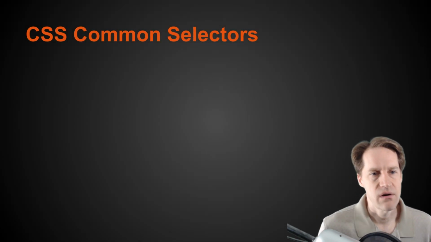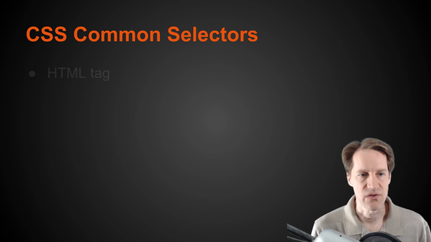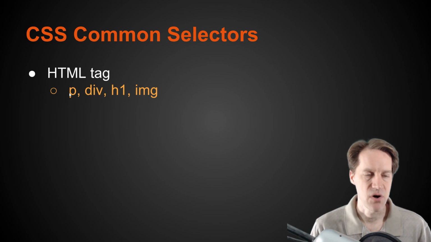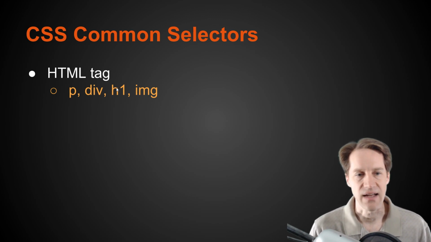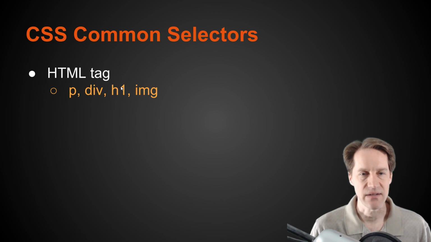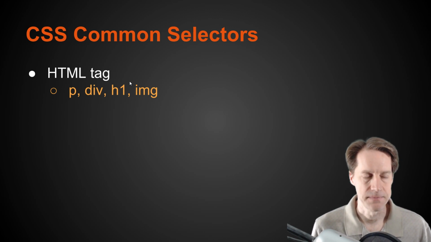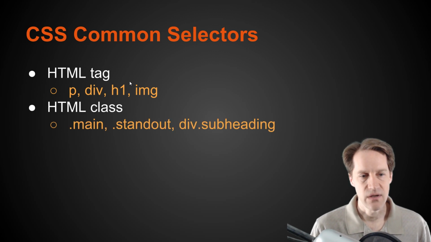Okay, so here are some common selectors for CSS. The first one is an HTML tag. In other words, you could say all P elements should have this margin, this font size, font weight, etc. Or all div tags, or all H1s, or all images. These are all HTML tags, and any HTML tag you can basically use as what you want to select to apply a style. The next way you can do it is using an HTML class.